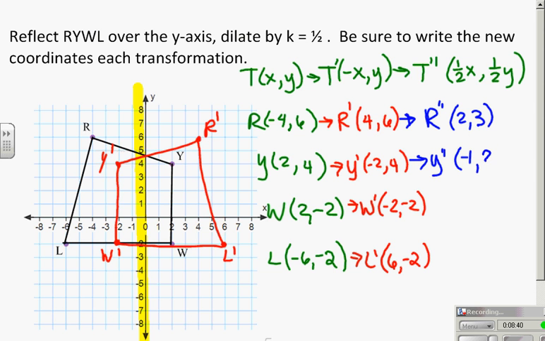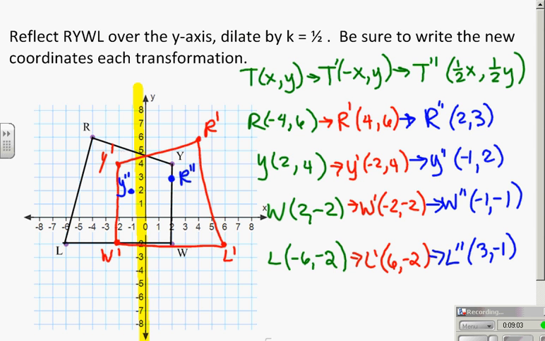R double prime will be 2, 3. Y double prime will be -1, 2. W double prime will be -1, -1. And L double prime will be 3, -1. Go ahead and graph this, and I end up with 2, 3 is R double prime, -1, 2, Y double prime, -1, -1, W double prime, and 3, -1, L double prime.